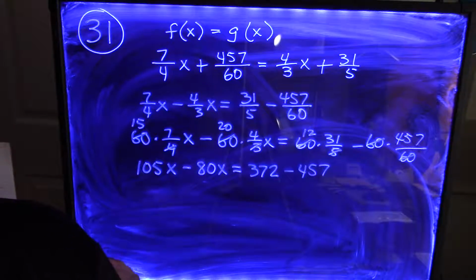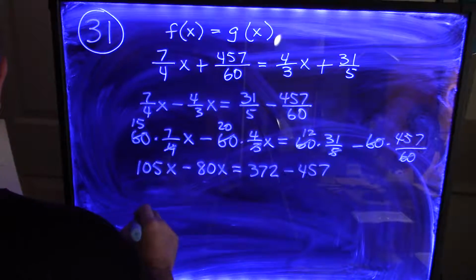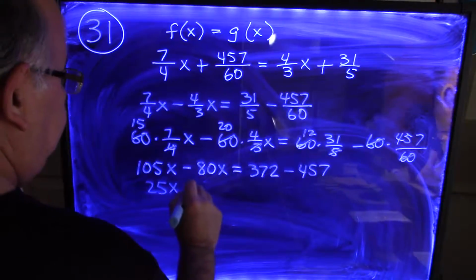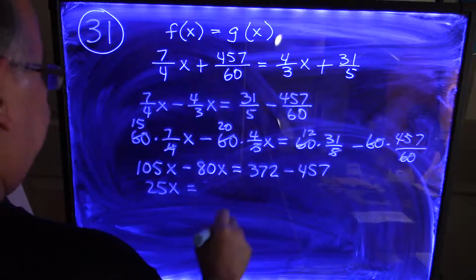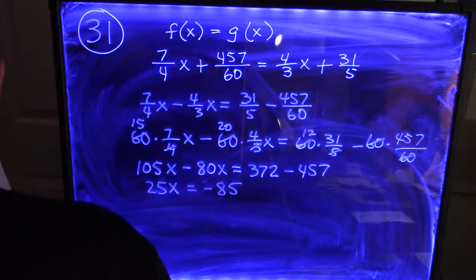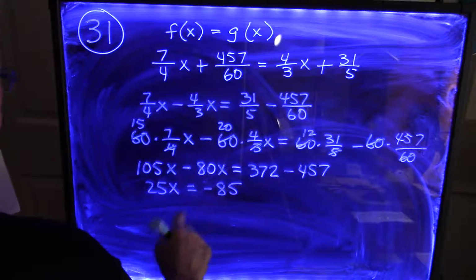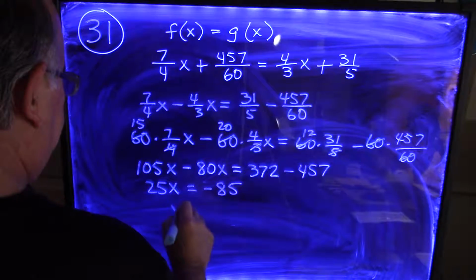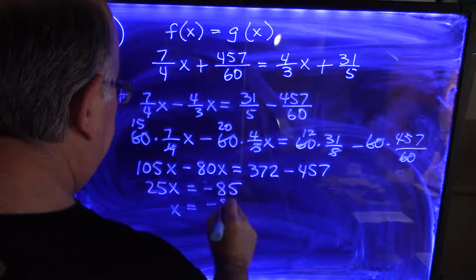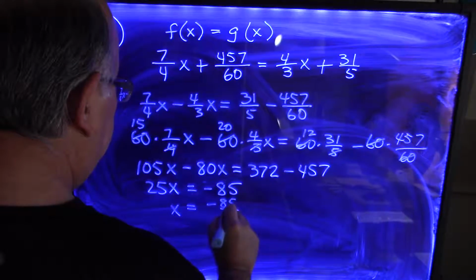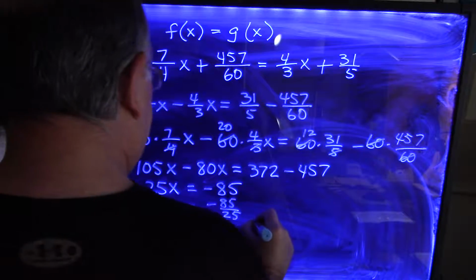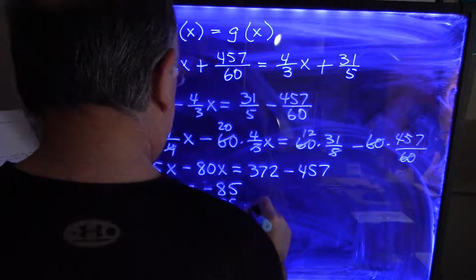Alright, so 105x minus 80x is 25x, and that equals negative 85 on the right side. Alright, so you divide both sides by 25 to solve for x, and you get negative 85 25ths, and that reduces to negative 17/5.